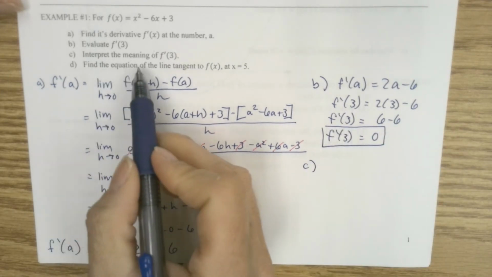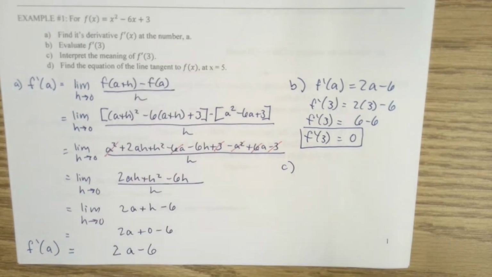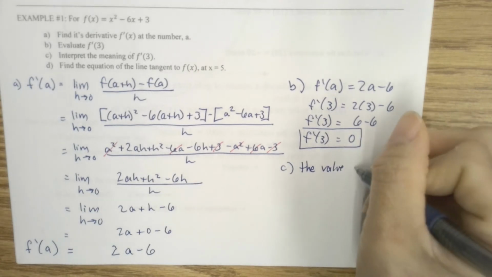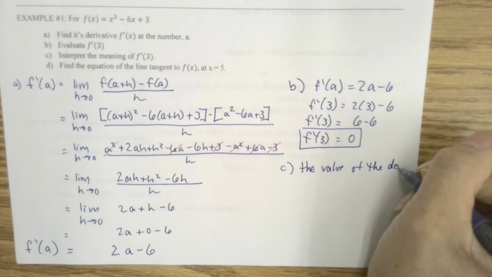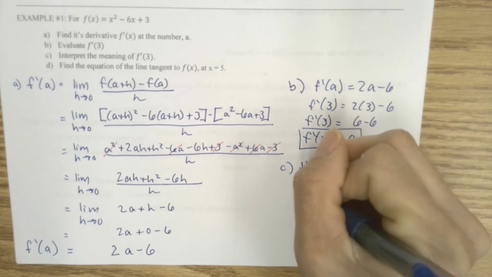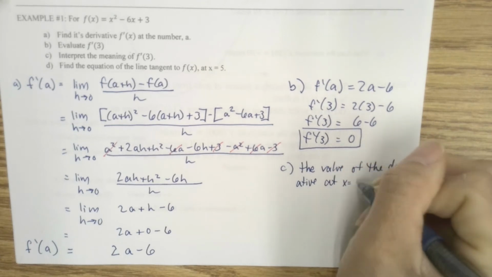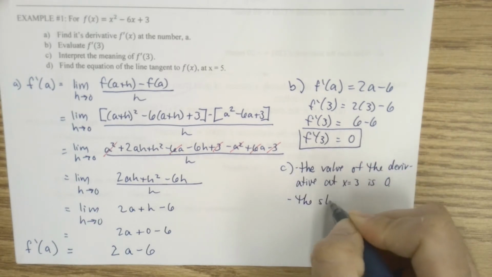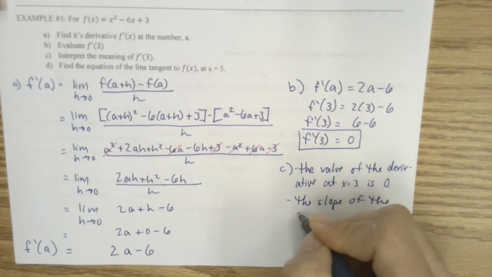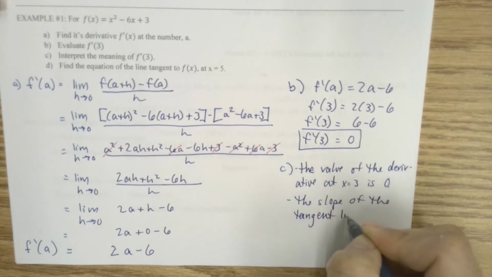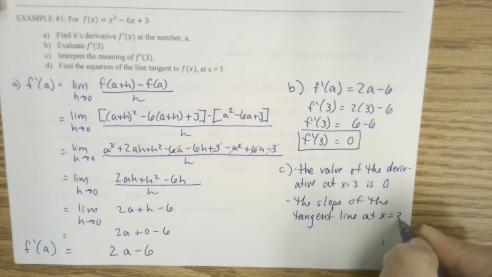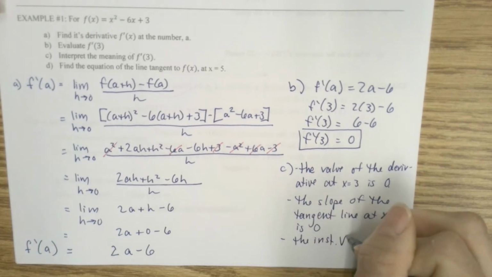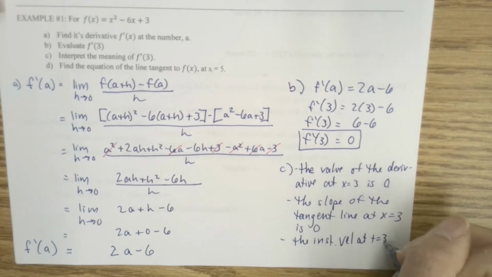For part C, interpret the meaning of f prime of 3. The first thing you could say is that the value of the derivative at x equals 3 is 0. You could also say the slope of the tangent line at x equals 3 is 0. Or you could say the instantaneous velocity at time equals 3 is 0.